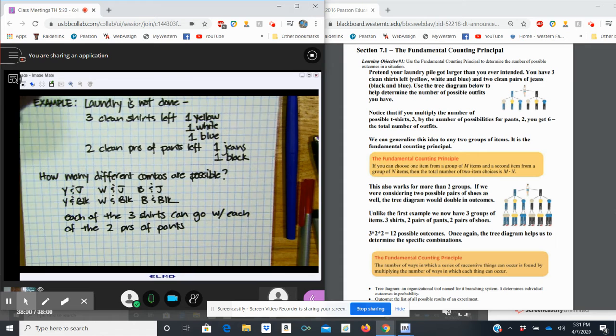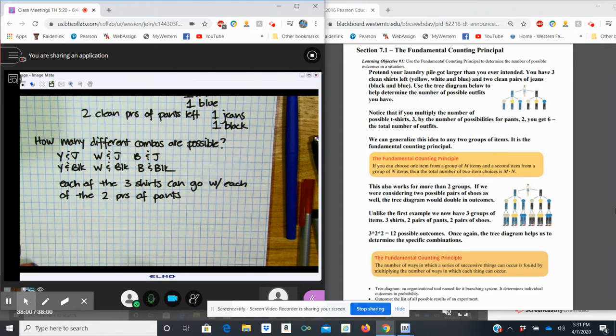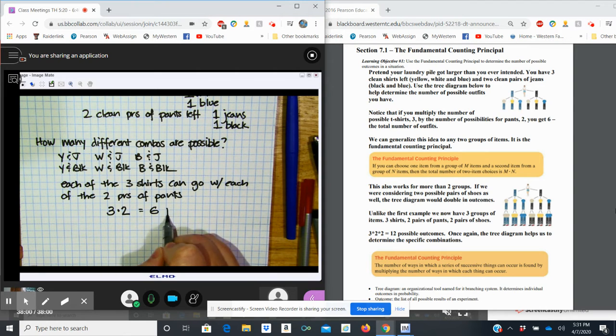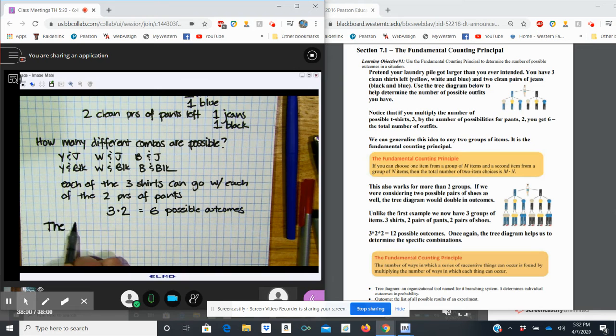Okay? We can say that this is the same as 3 times 2. We have 3 choices for the shirt times 2 choices for the pants, and that gives us 6 possible outcomes. Okay? This is known as the fundamental counting principle.